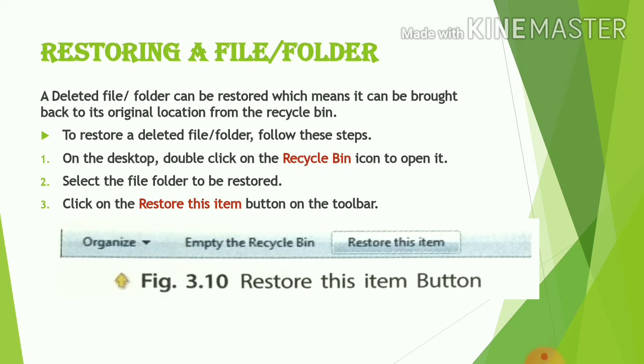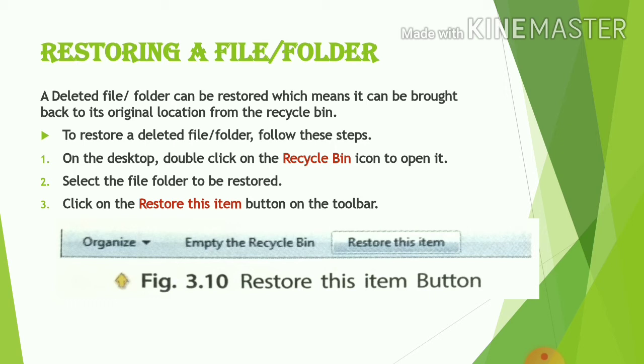So students, first of all, we know about what restoring a file and folder is. A deleted file and folder can be restored, which means it can be brought back to its original location from the recycle bin. It means अगर हम किसी deleted file या folder को अपने recycle bin से restore करना चाहें, तो हम उस file या folder को उसकी original location पे वापस restore कर सकते हैं अपने recycle bin से. Okay?